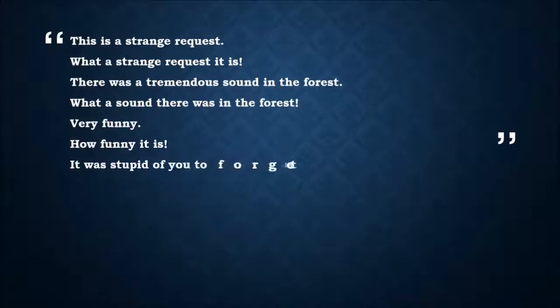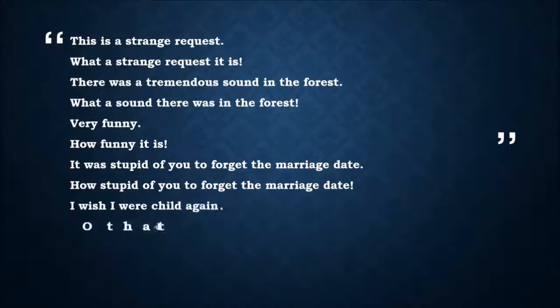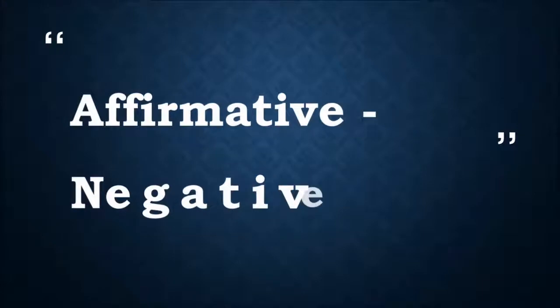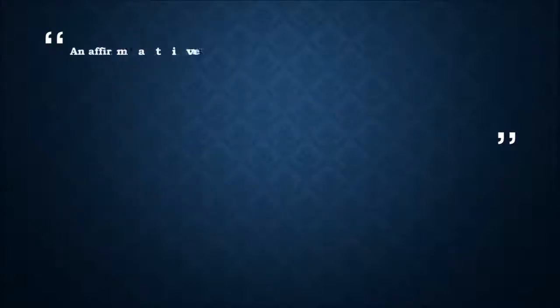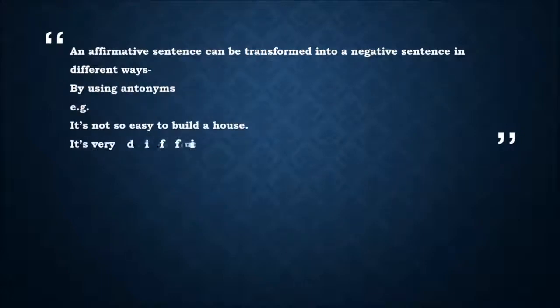Affirmative to negative. An affirmative sentence can be transformed into a negative sentence in different ways. A. By using antonyms. E.g. It's not so easy to build a house. It's very difficult to build a house. B. By using certain verbs: refuse, forget, fail, avoid, help, refuse, deny, refrain. E.g. She did not reach the exam center in time. She failed to reach the exam center in time.